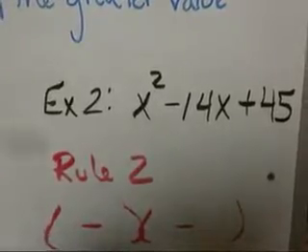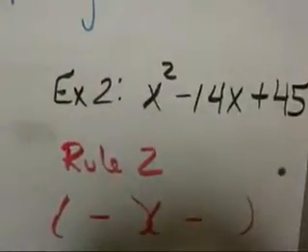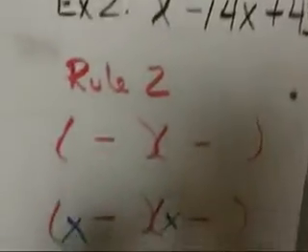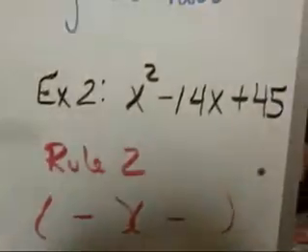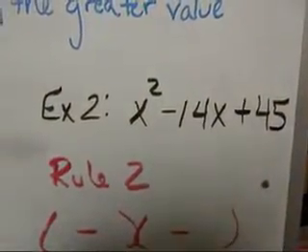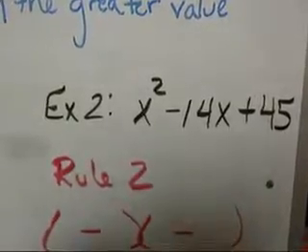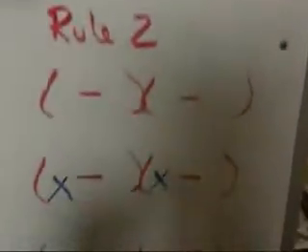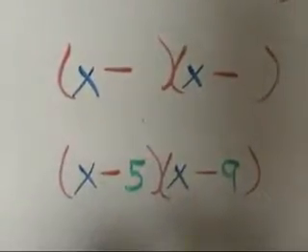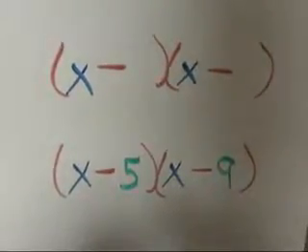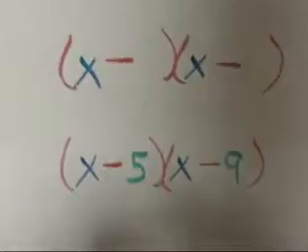That's the middle term. So again, what's the only way to multiply and get x squared? X times x. How can I multiply to make 45, but add to make 14? That's right, it's 5 and 9. So the two binomials that it will factor into are x minus 5 and x minus 9.